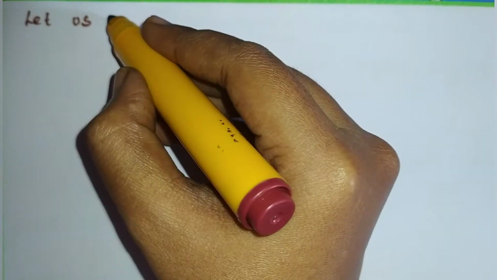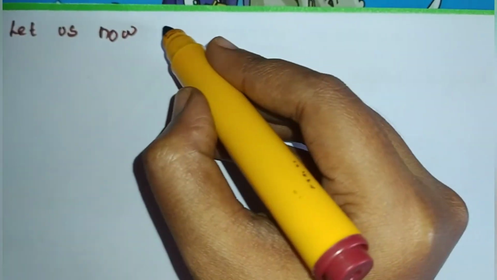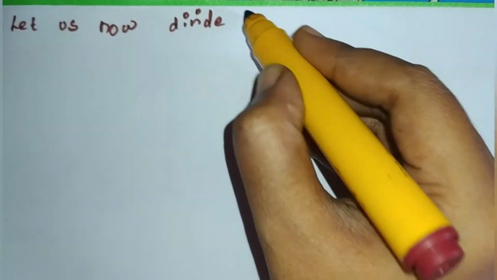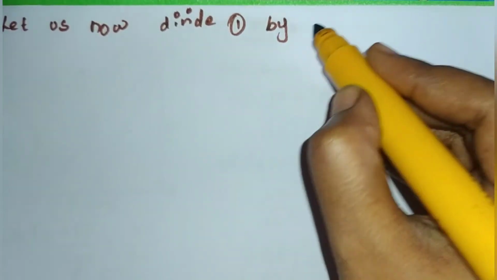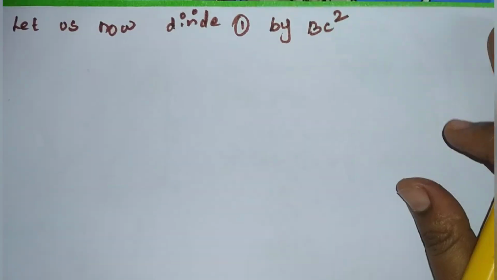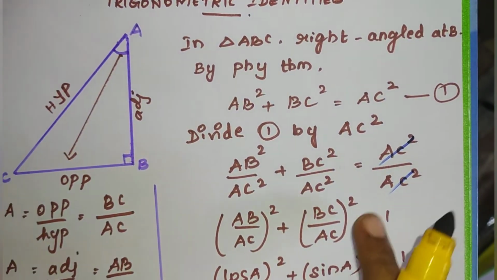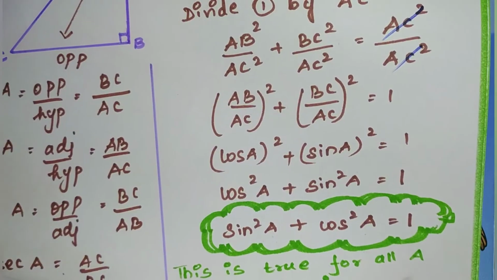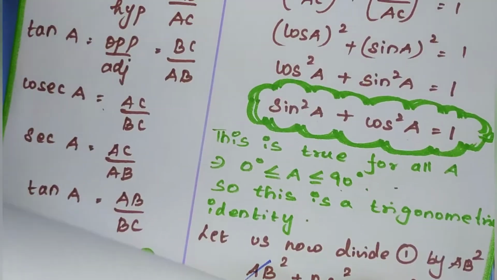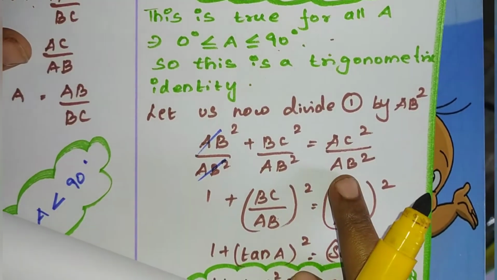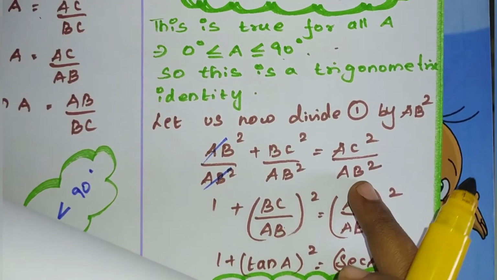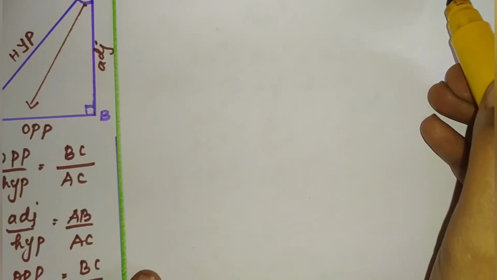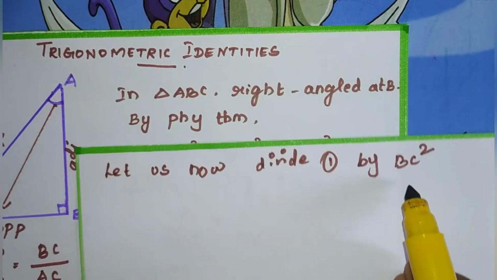Let us now divide equation 1 by BC square. To find the first trigonometric identity, we divided by AC square. To find the second trigonometric identity, we divided by AB square. And now we are going to divide by BC square.